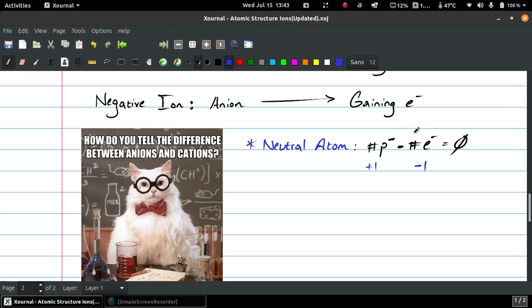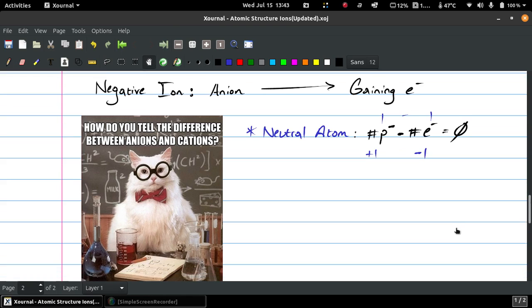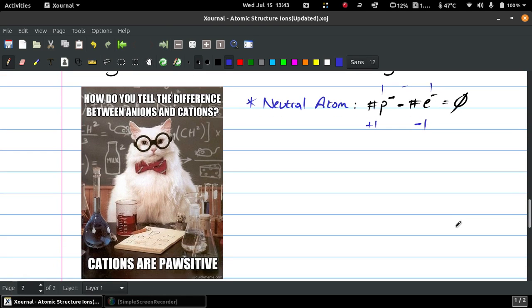This has less to do with the charge, but just so you know, if you have 1 proton and 1 electron, these are the charges, but if you do 1 minus 1, you have 0. Anyways, the actual charge equation is the one we're going to be using to solve all this stuff.